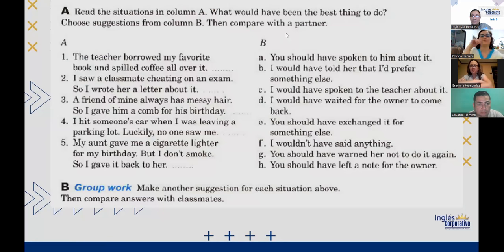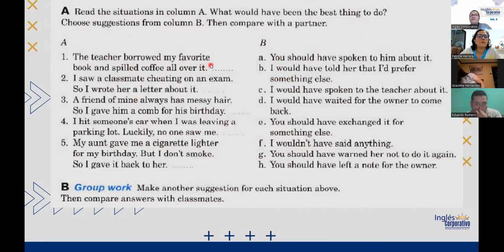Let me move this right here. I usually use the spotlight because I love the spotlight. All right. So read the situations in column A. Then, of course, we have the column B, right? What would have been the best thing to do? Choose the suggestions from column B. So these are the suggestions. Then compare with a partner. Of course, we're going to compare with a partner because we're going to work with a partner.